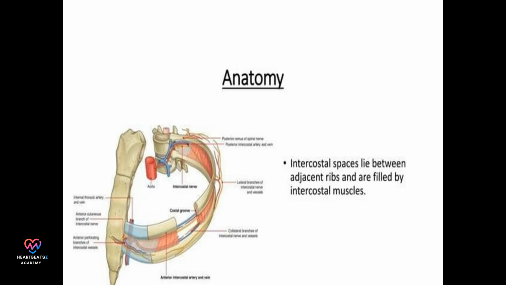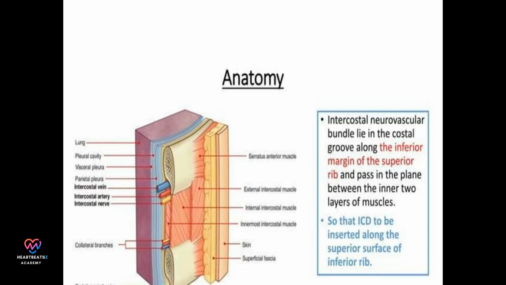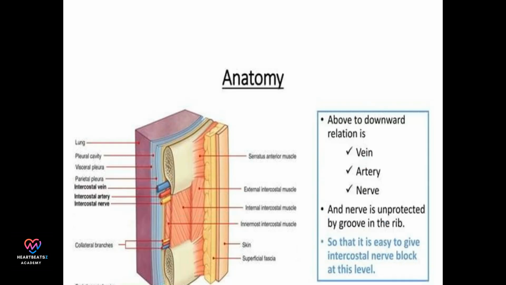These spaces lie between adjacent ribs and are filled by intercostal muscles. The intercostal neurovascular bundle lies in the costal groove along the inferior margin of the superior rib. This is crucial for ICD insertion.